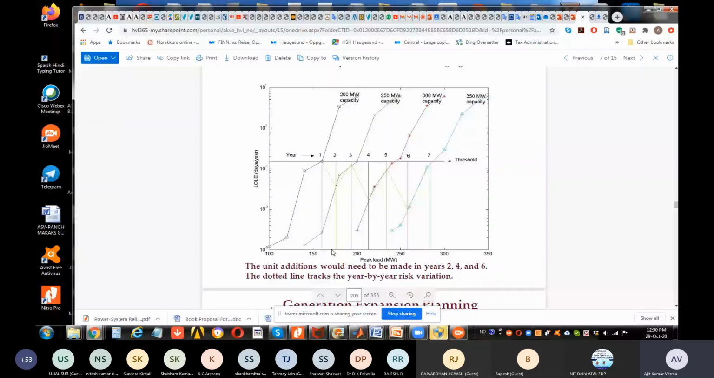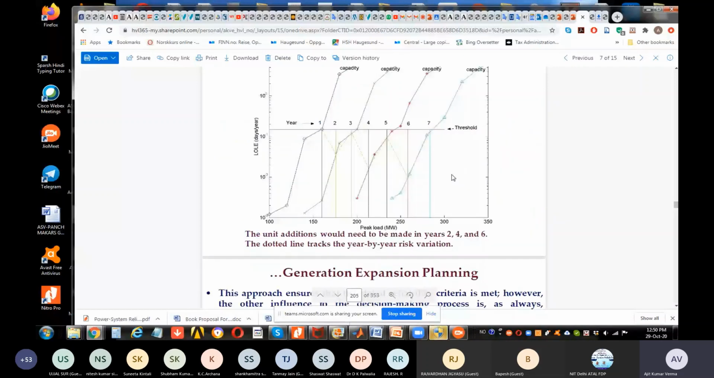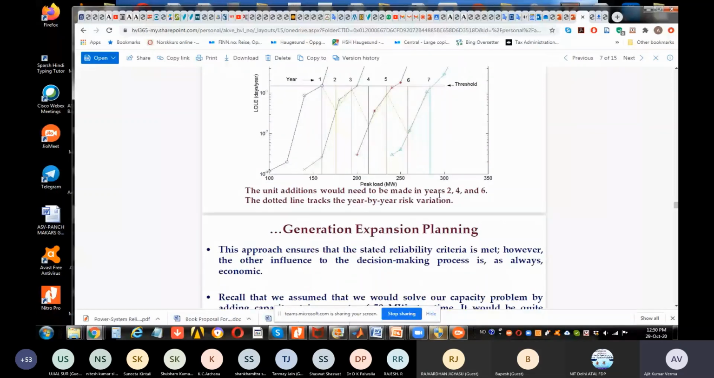You added one unit, from 200 it becomes 250, you added another unit, it becomes 300, then you added another unit, it becomes 350, and you kept the risk level as 0.15, which is a management decision. So that means you can decide when to add units, and therefore you can plan in advance. You can forecast a growth in the peak load, and therefore you can plan when to add units, what should be the capacity, and of course the forced outage rates, the unavailability.